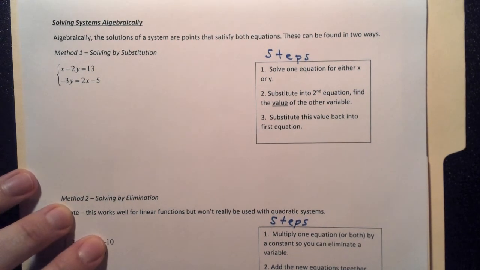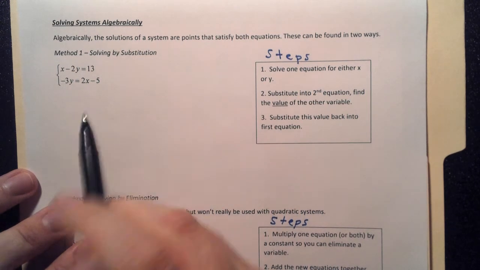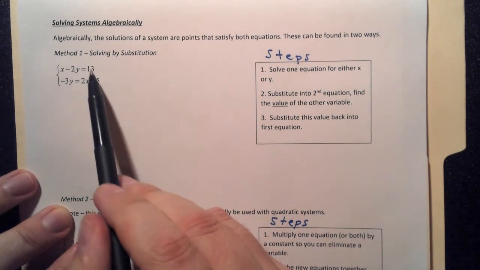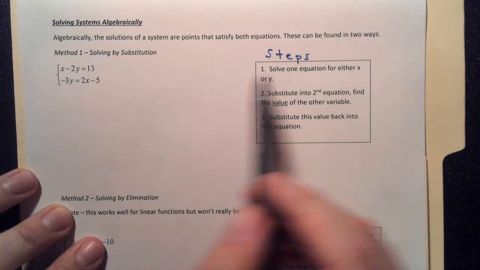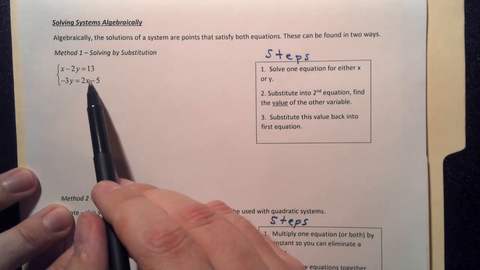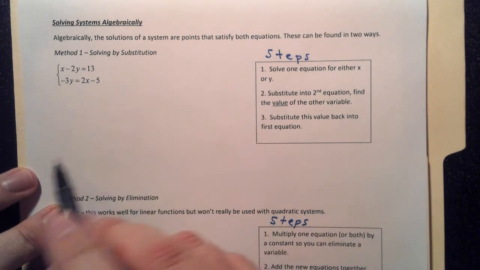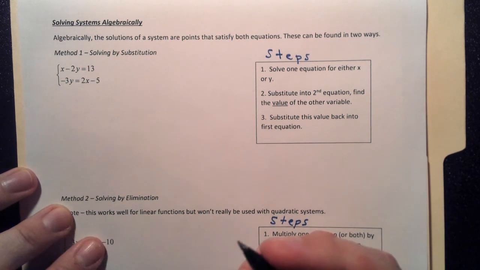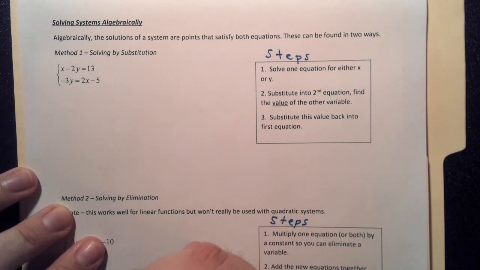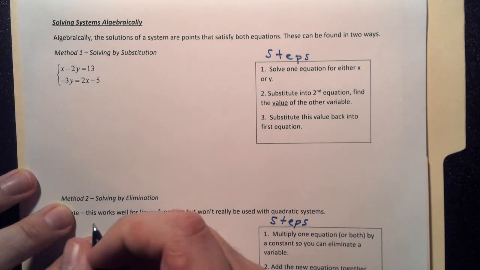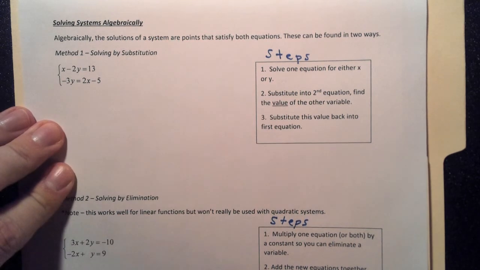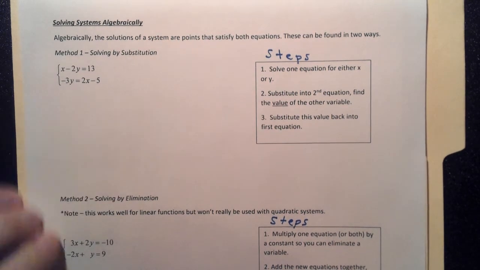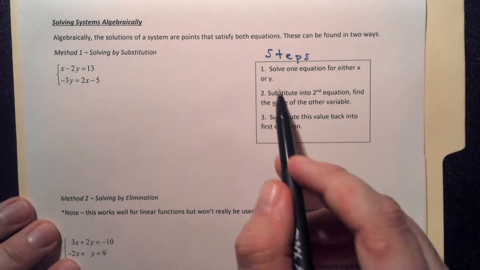To solve by substitution, you take one of these equations. You can solve it for either x or y. I will then substitute into the second equation, whichever one I didn't solve, and find the value of the other variable. Once I know the value of that other variable, whether it's x or y, I can go back and find the value of the first variable I solved for. That sounds a little confusing just hearing it out loud.